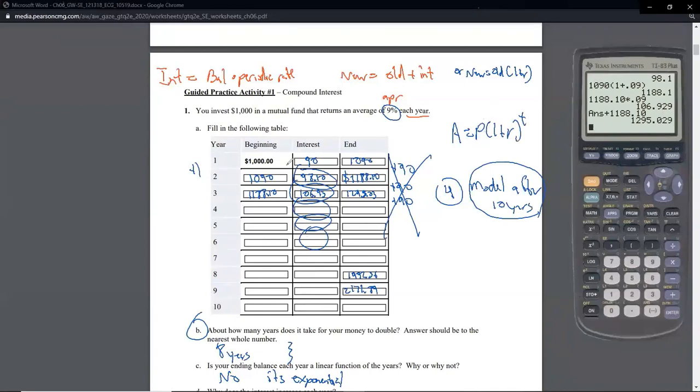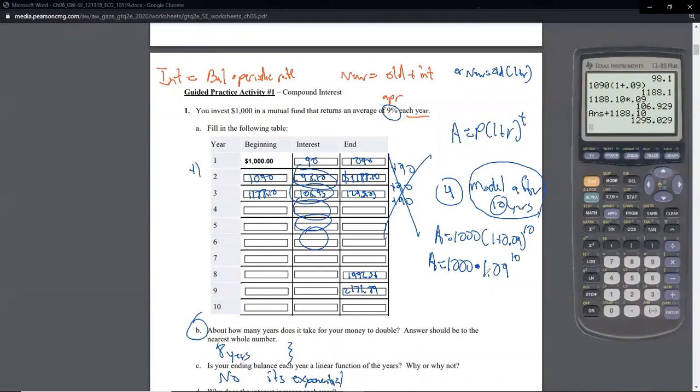So the principal is the starting value, which is 1,000. So you go A equals 1,000, then times 1 plus the rate of 9%, which is 1 plus 0.09, raised to the t. You can't see it, but I did say 10 years. So the exponent would be a 10. That's it. You could even simplify this to 1,000 times 1.09, since 1 plus 0.09 is 1.09, raised to the 10th.